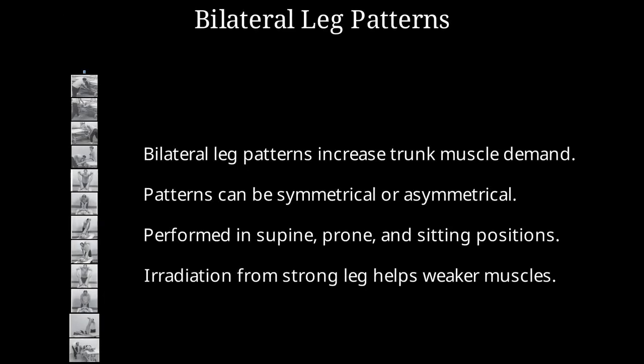Exercising both legs simultaneously increases the demand on trunk muscles. Bilateral leg patterns can be symmetrical or asymmetrical and are performed in various positions such as supine, prone, and sitting. These patterns can use irradiation from the stronger leg to facilitate weaker muscles in the other leg.